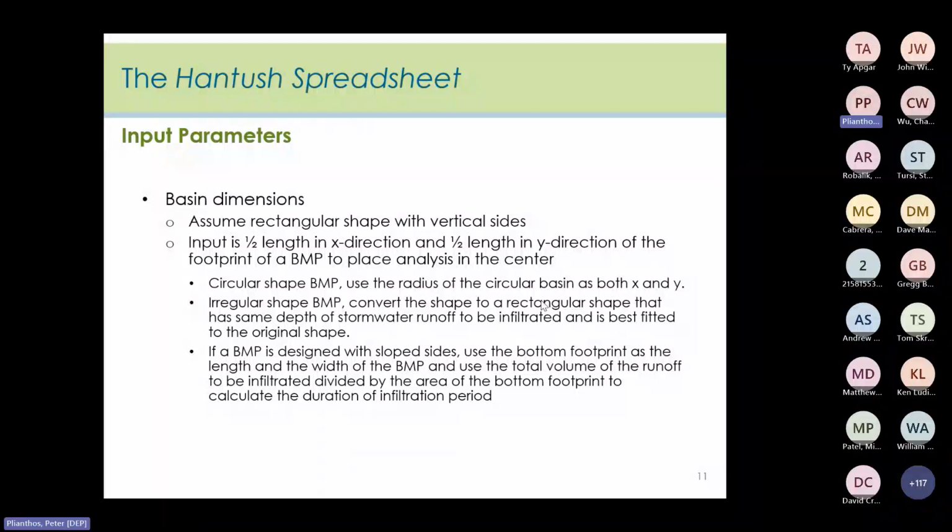And then if a BMP is designed with sloped sides, you want to use the bottom footprint as the length and width of the BMP and use the total volume of the runoff to be infiltrated divided by the area of the bottom footprint to calculate the duration of infiltration period. And we will define duration of infiltration period in 2 slides, so bear with me.